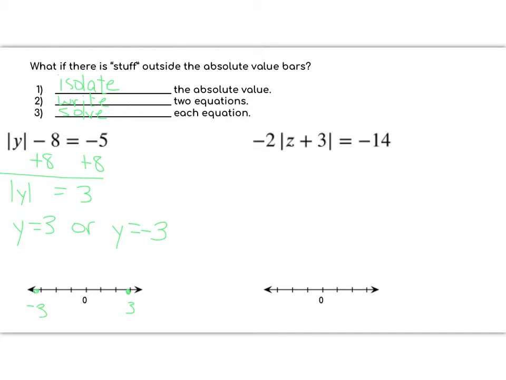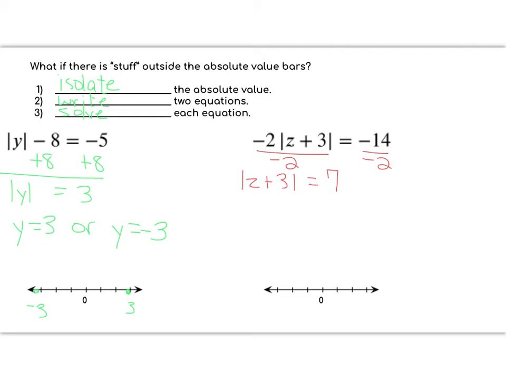On this next one, I have negative 2 times the absolute value of z plus 3 equals negative 14. So here's my absolute value, and I've got to get rid of this negative 2. Well, this is negative 2 times the absolute value of z plus 3, so I'm going to divide both sides by negative 2. Then I get the absolute value of z plus 3 equals 7.